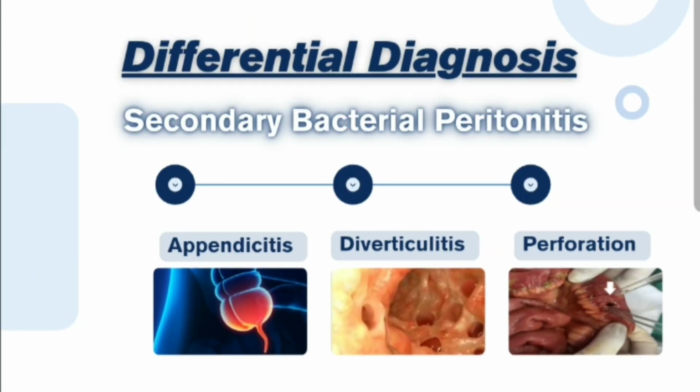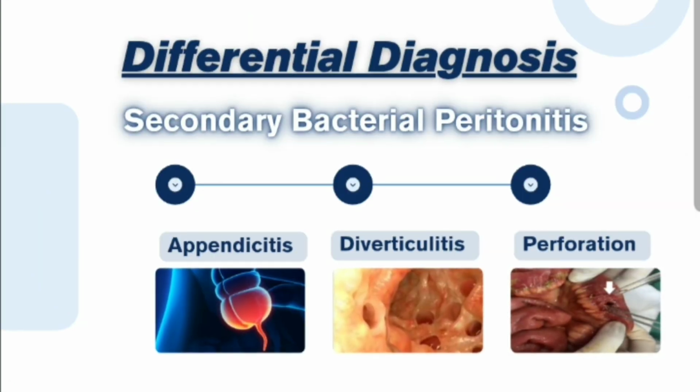Now let's discuss the differential diagnosis of spontaneous bacterial peritonitis. The most common differential diagnosis is secondary bacterial peritonitis. Secondary infection may be by intra-abdominal infection, and the causes of intra-abdominal infection include appendicitis, diverticulitis, perforated peptic ulcer, and perforated gallbladder.